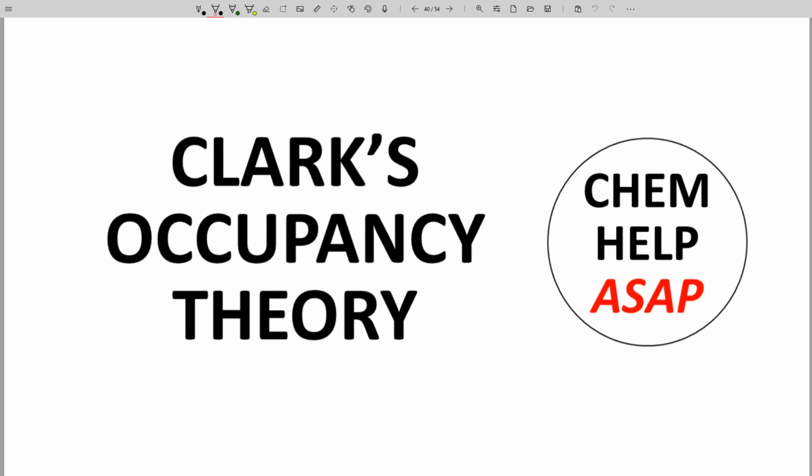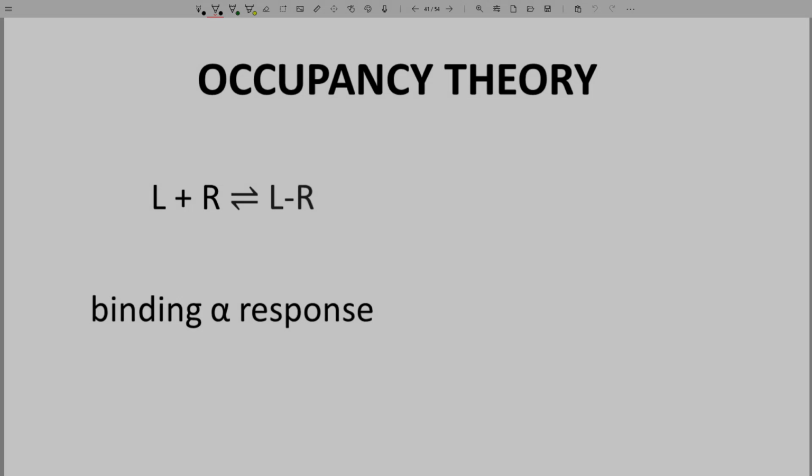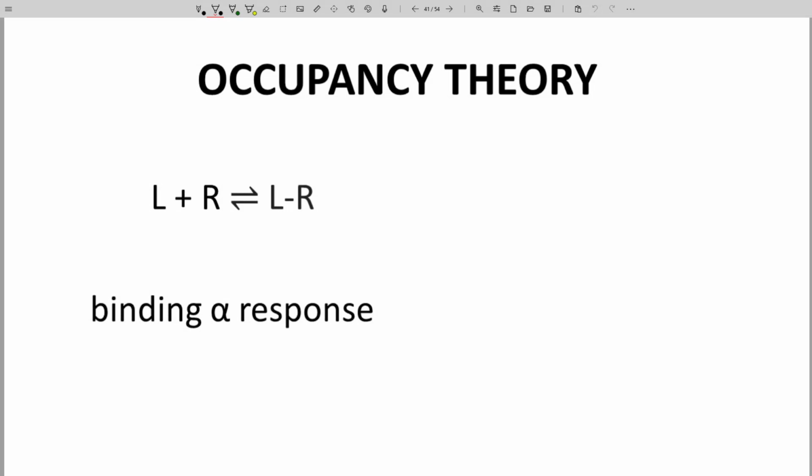Just like one can model enzyme activity mathematically, we can do the same with receptor activity. On the screen is the equilibrium of a ligand and a receptor to form a ligand-receptor complex.